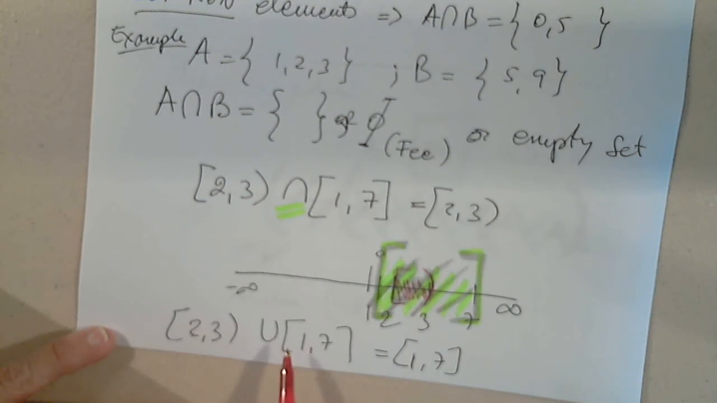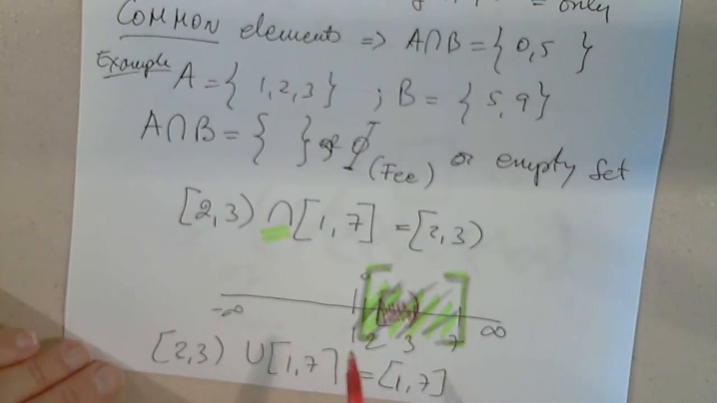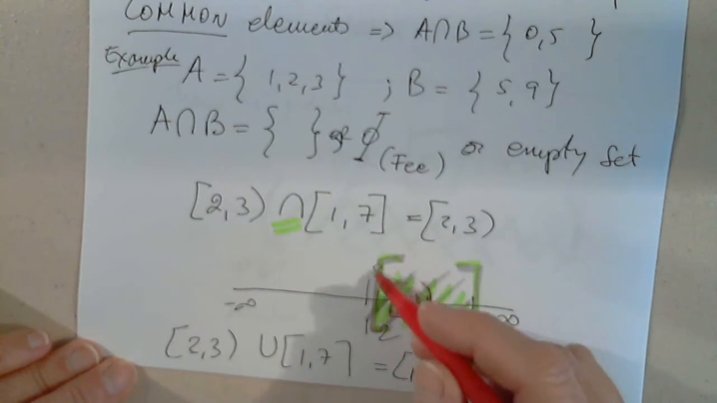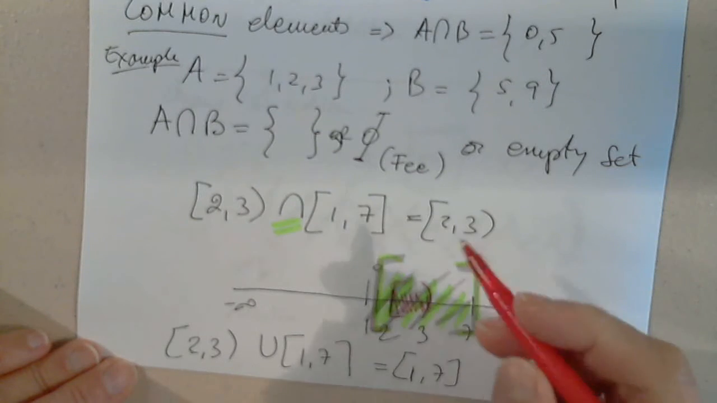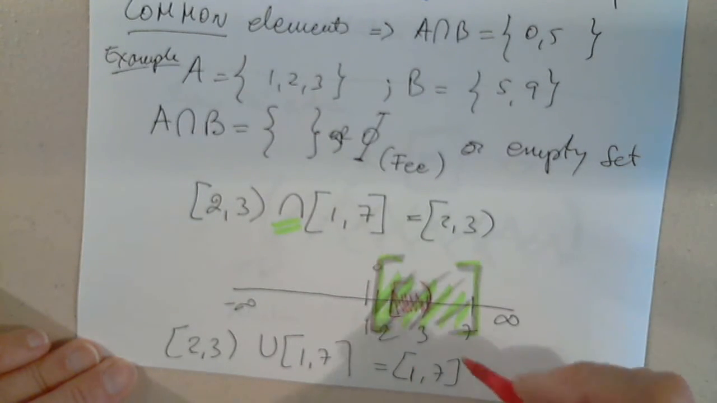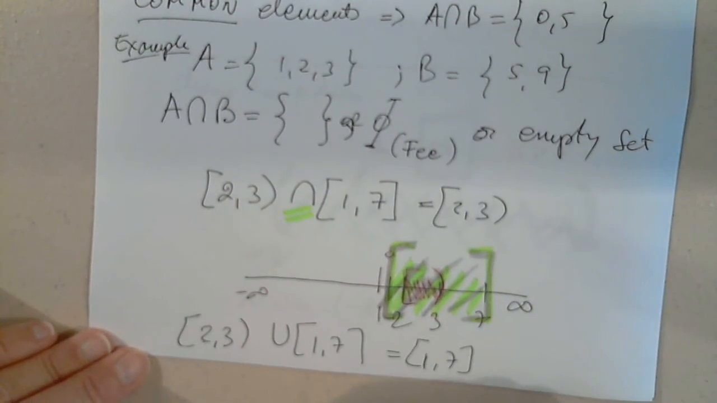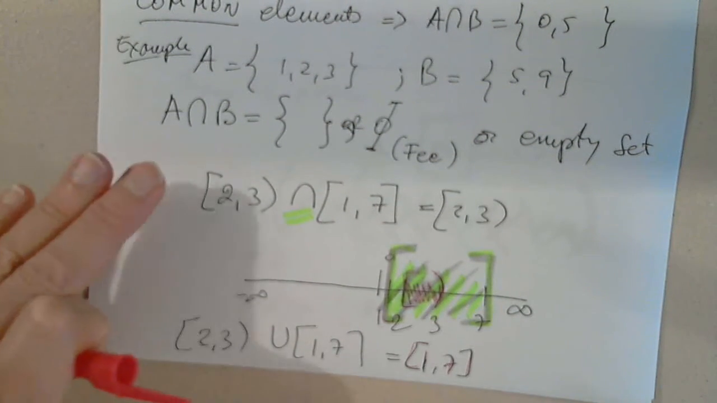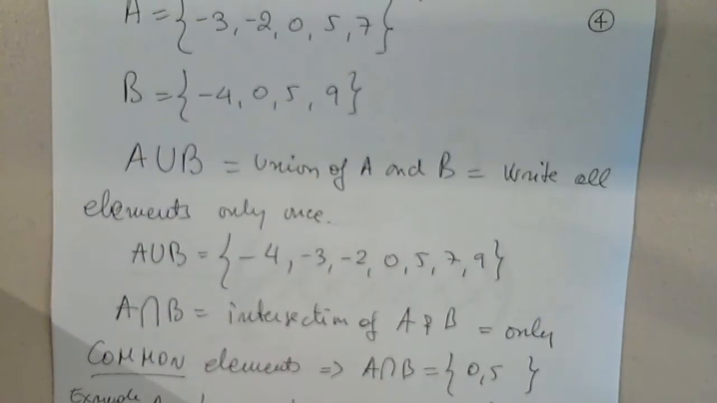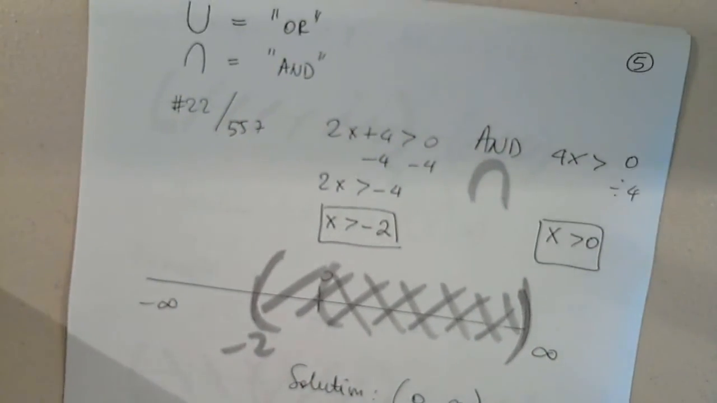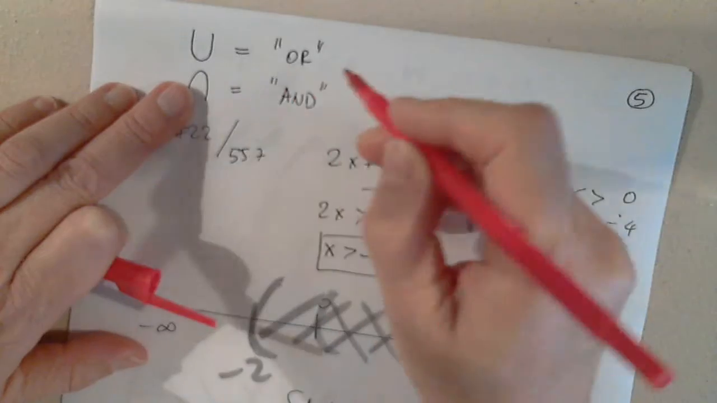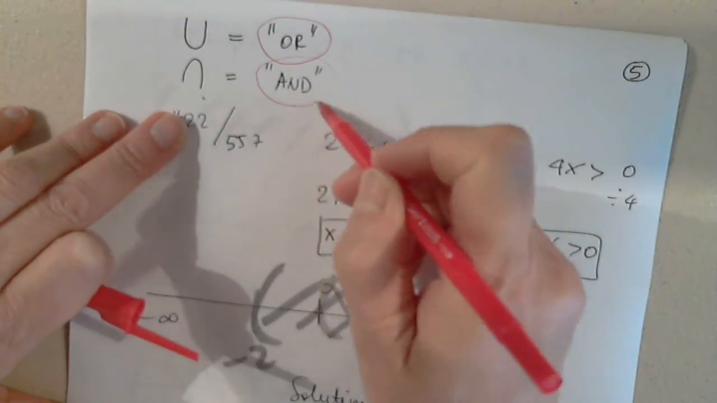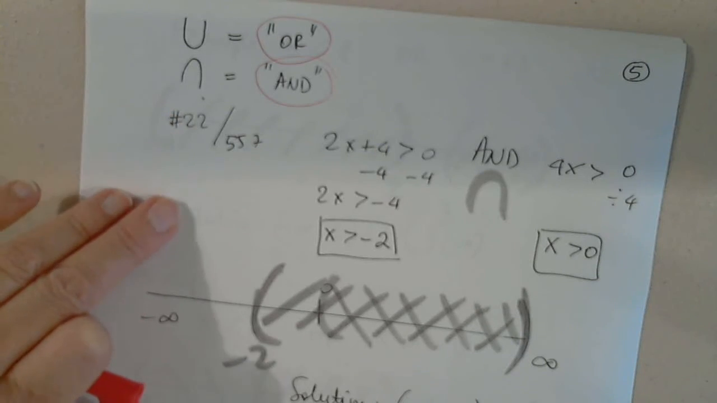However, if we want to determine the union of these two sets, we are writing all elements only once. So assuming I have the set between 2 and 3 and you have the set between 1 and 7, and we put those elements together, we can enjoy 1 through 7. So that's the union and that's the intersection. That takes us to page 5. So the union is associated with the keyword or, and the intersection is associated with the keyword and.